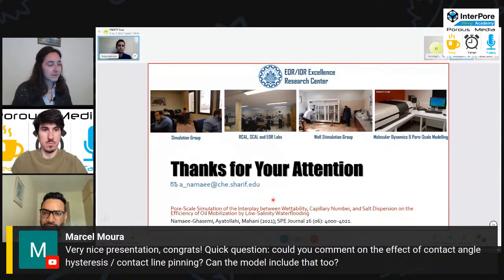Well, at this level, no, we have not implemented hysteresis in our model, and we have tried to make it as simple as possible and gain preliminary insights. But it is possible to implement, and there is this option inside OpenFOAM, where we have advancing and receding contact angles and different flow conditions. It is a very nice topic to look at, and we are trying to implement it in our future studies, hopefully.